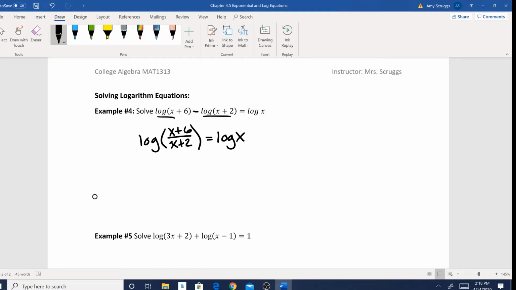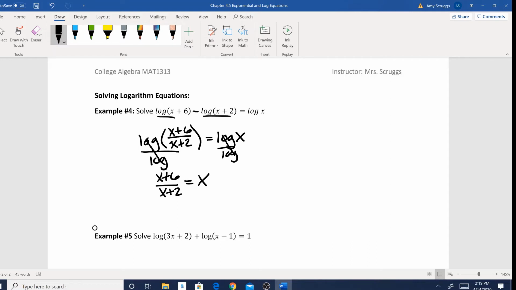But I want you to think about this. If we were to divide log on both sides, because there's no rule saying we can't do that since they're both log base 10, I can actually divide both sides by log, okay? And if I do that, that just simply gets rid of the logarithm. So now I have x plus 6 over x plus 2 is equal to x. So, looks a little bit better.